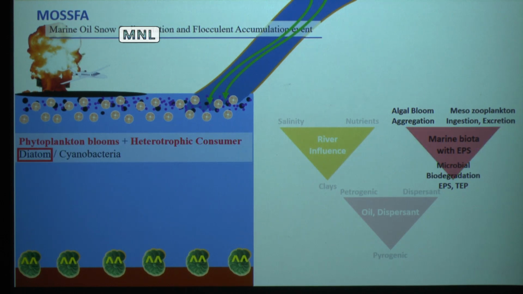This is because diatom is the largest primary producer group in the northern Gulf of Mexico. So my work is more focused on the diatom input to the surface water in association with the MOSFET event. And also, the increased population of phytoplankton and heterotrophic consumers secrete more EPS, which is exopolymer substance, under the toxic stress of oil and dispersant. EPS is sticky material, so it collects the surface-derived material and forms the marine oil snow.